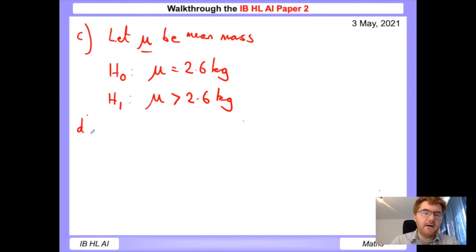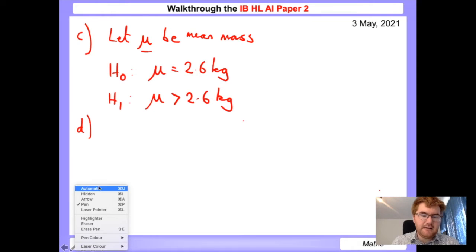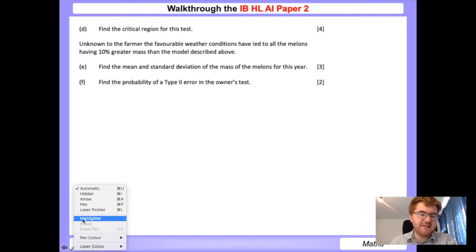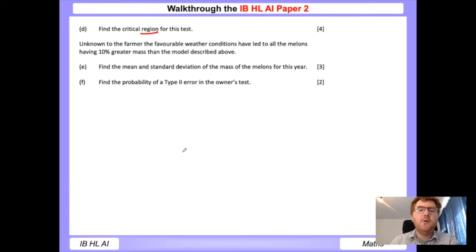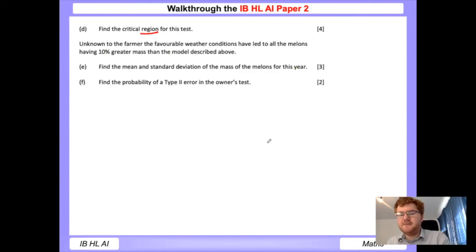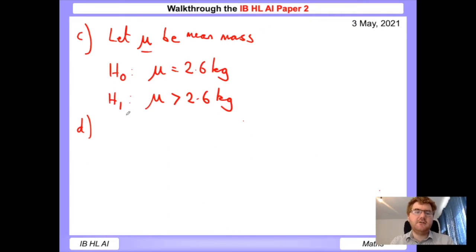Okay, and part D. So let's have a look. So we need to find the critical region for this test. Now this is important, region, not value, which we'll talk about a bit later on. So notice that we're looking for a new population. So looking at H0, H1 for the population, and we're given the standard deviation of 0.5. So this lends itself to doing a Z test, or looking at Z testing.